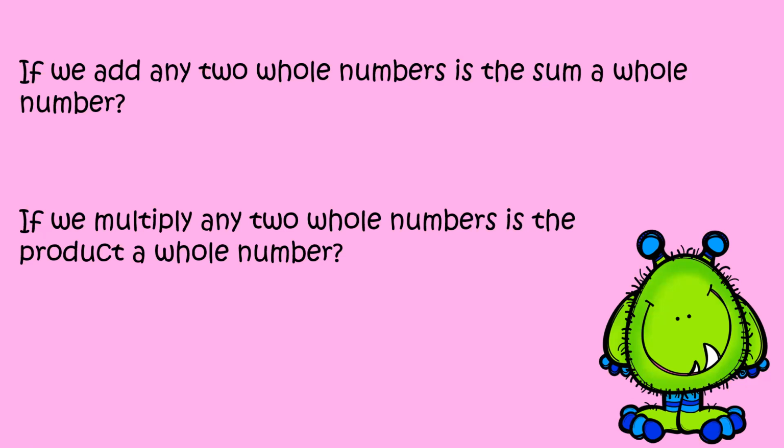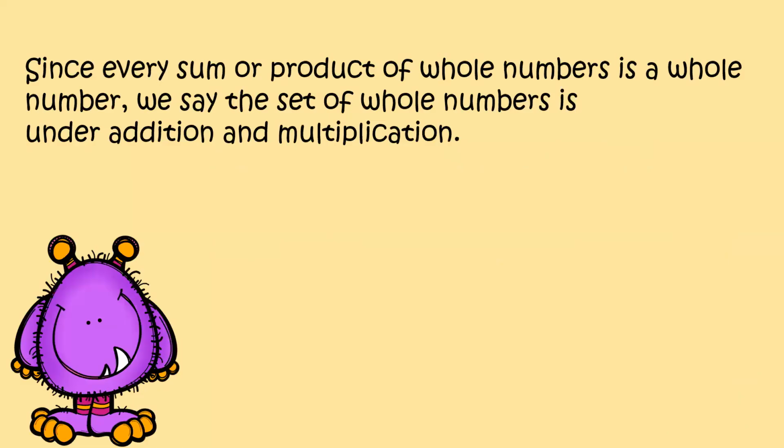So if we add any two whole numbers, is the sum a whole number? Of course it is. What if we multiply any two whole numbers? Is the product a whole number? Of course it is. So since every sum or product of whole numbers is a whole number, we say the set of whole numbers is closed under addition.